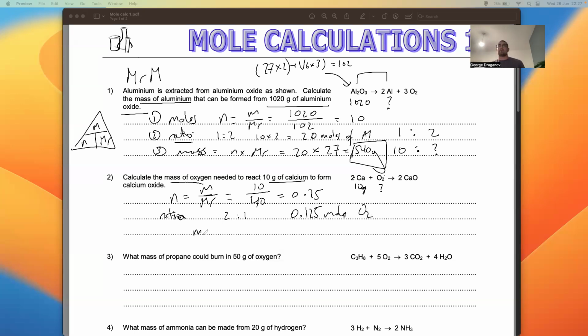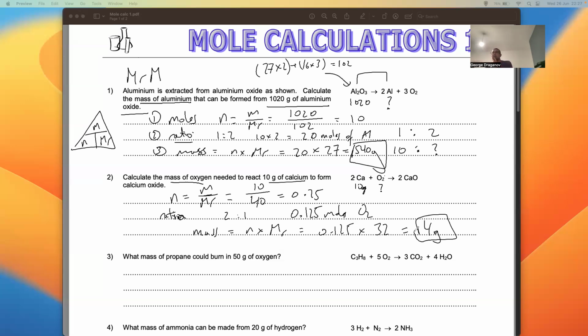Then we do mass, step 3. Mass is moles times MR. The moles is 0.125. Now the MR of oxygen, remember oxygen is O2. The little numbers do count. So it is 16 times 2, which is 32. And that gives you a final answer of 4 grams. And that's our second example done.